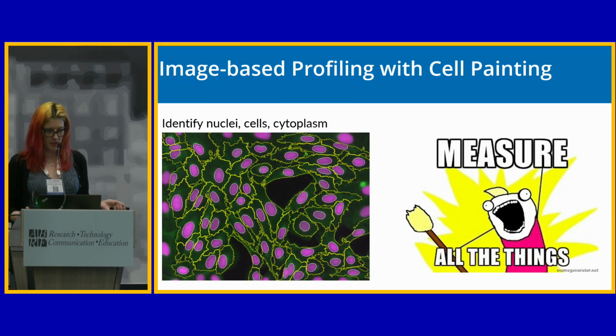So, in summary, for cell painting, we identify nuclei, cells, and cytoplasm, and then we measure everything. That's our assay.